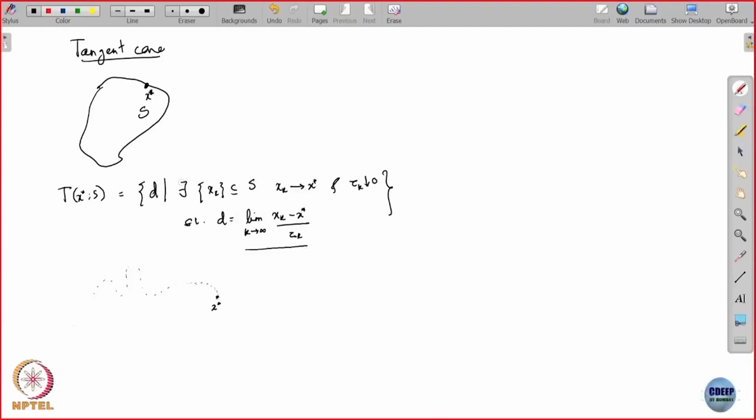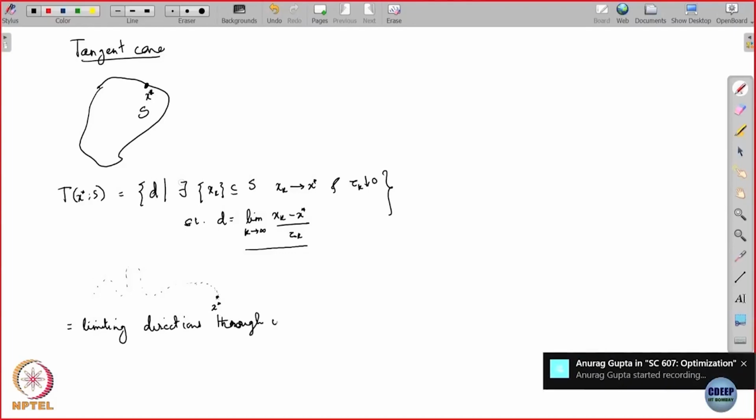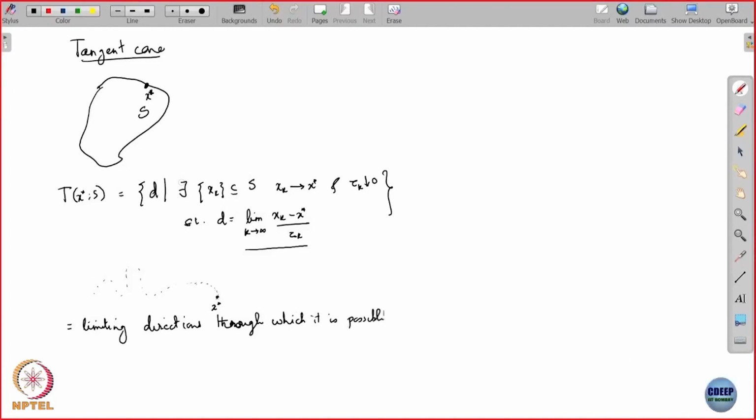All right. So, you can think of the tangent cone as the limiting directions through which it is possible to approach x star from within S.